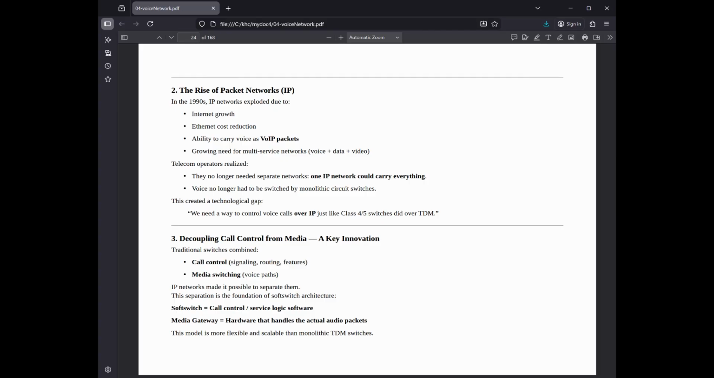3. Decoupling call control from media, a key innovation. Traditional switches combined call control, signaling, routing, features, and media switching, the voice paths. IP networks made it possible to separate them. This separation is the foundation of soft switch architecture. Soft switch equals call control/service logic. Media gateway equals hardware that handles the actual audio packets. This model is more flexible and scalable than monolithic TDM switches.